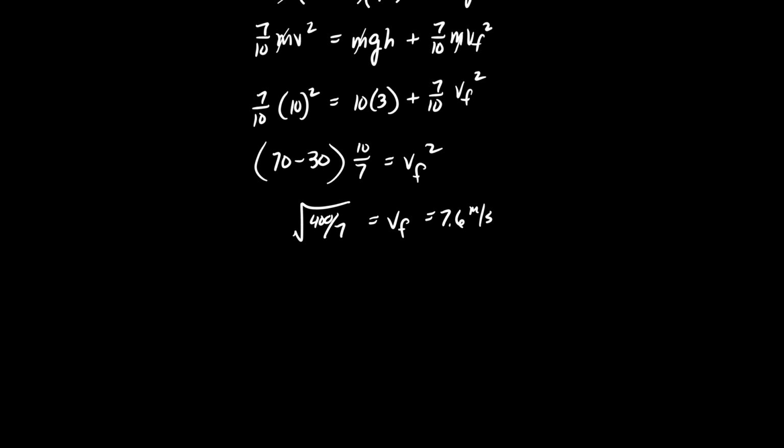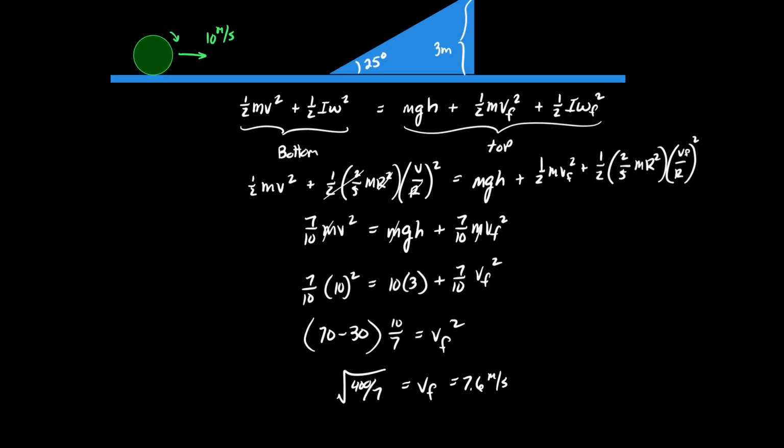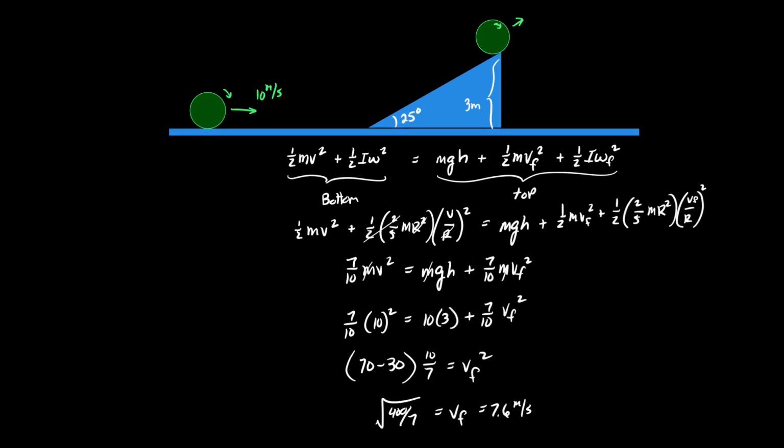I was confused with what you did to remove the omegas. I subbed in v over r. It's rolling. Right, and v equals omega times r is the condition for rolling. So I'm just talking about doing this and subbing that in for omega.